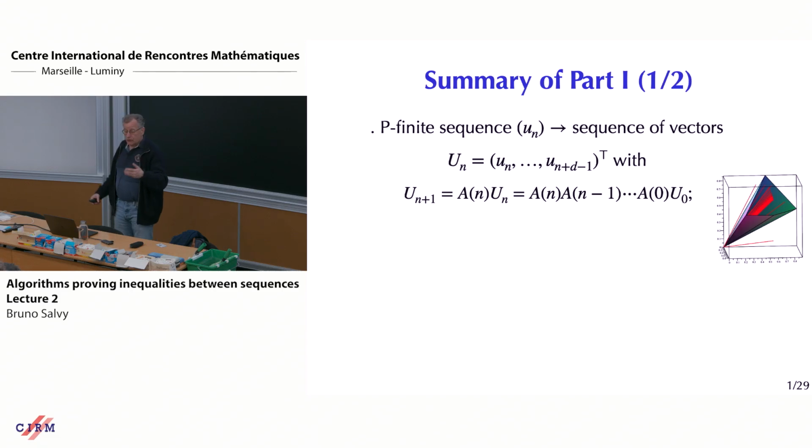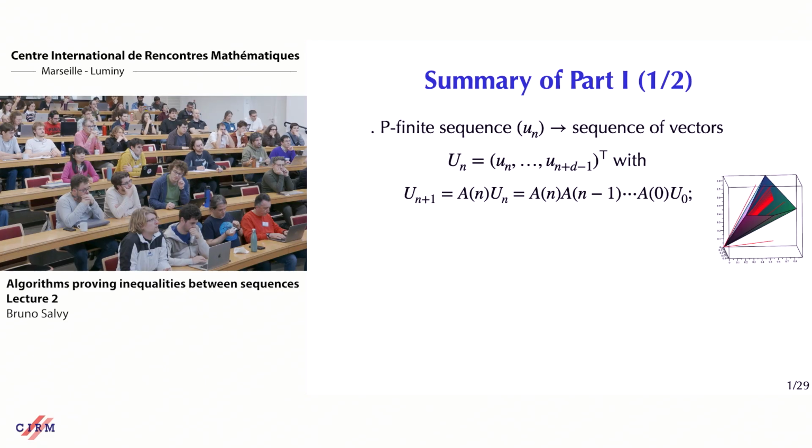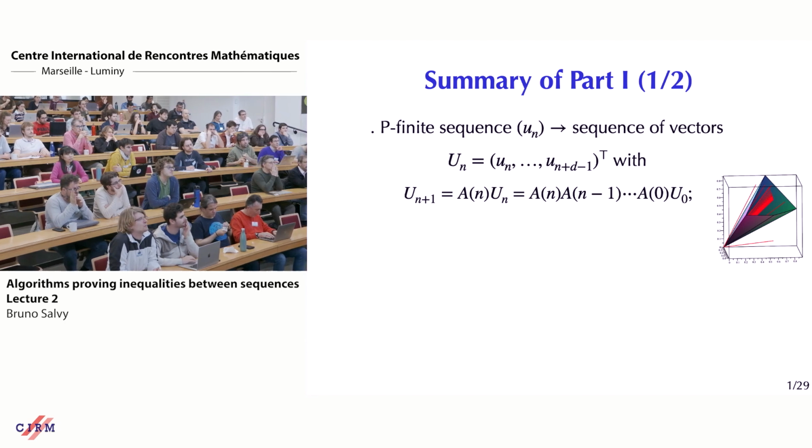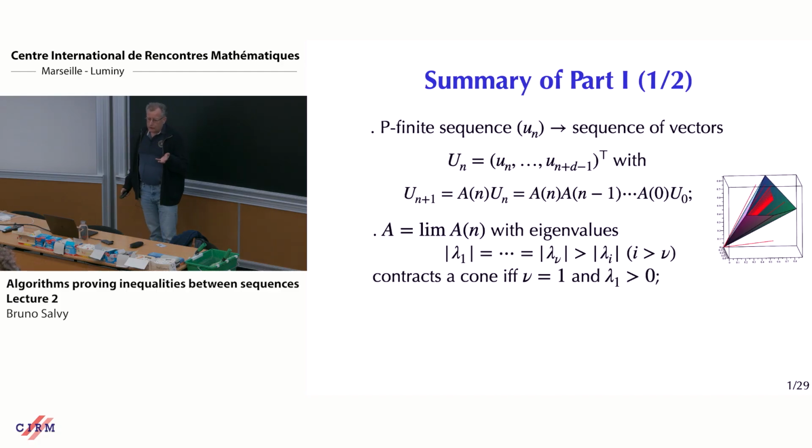And then you can unroll the recurrence. So u_{n+1} is A_n, u_n, which is this matrix product A_n up to A_0 times u_0, the vector of initial conditions. And we will focus on cases where A_n has a finite limit. That's called A, and we call its eigenvalues lambda_1, ..., lambda_nu for those of largest modulus, and the other ones are smaller.